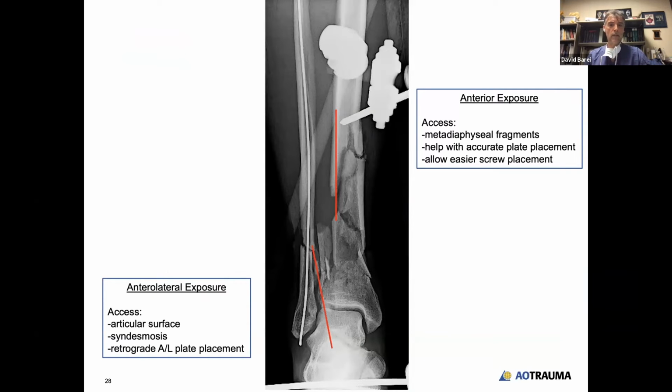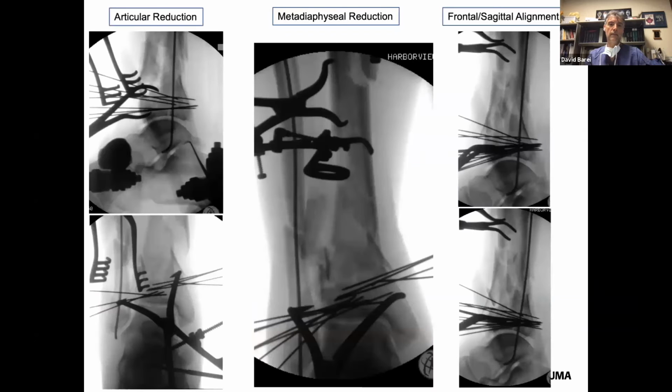I did an anterolateral exposure, which you can see in the distal red line right there, to access his articular surface, his syndesmosis, and through that place a retrograde anterolateral plate. And then through a more proximal anterior exposure, I could access some of his metadiaphyseal fracture fragments, help with placement of the anterolateral plate, and of course, help with his metadiaphyseal reduction.